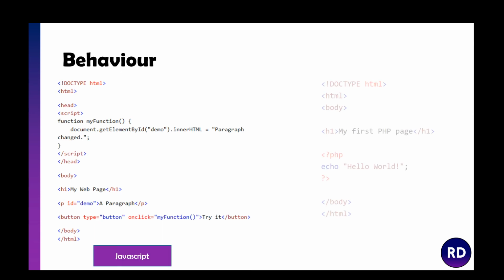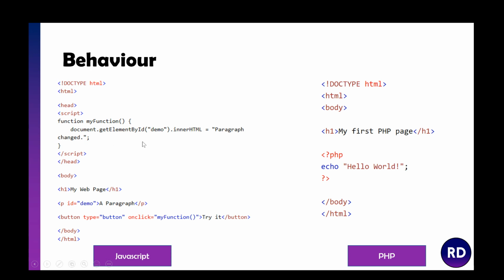So we've got an example here of some JavaScript. We've got a function there in some script tags, which basically says when you click it, it'll change the paragraph to say paragraph changed. This paragraph here says a paragraph. Click the button, and it's a paragraph changed. And this one would just write on the screen, "Hello world." And you have to use these PHP tags.